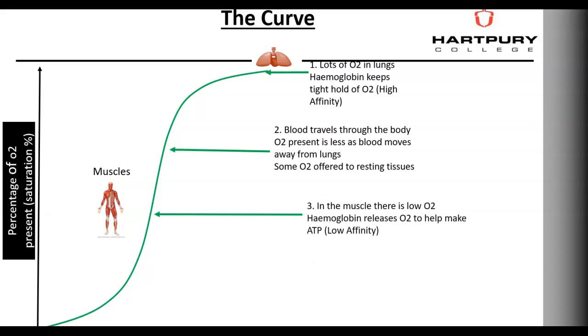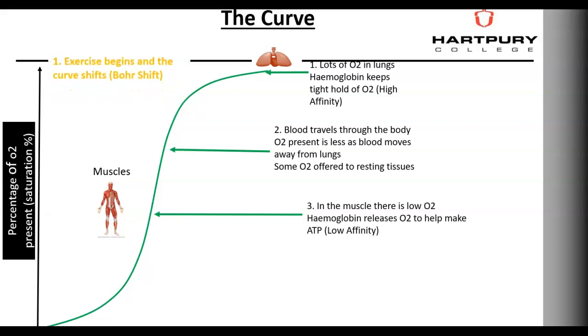Again, if we move further along the curve, when we enter our muscles, there is low oxygen. The hemoglobin, and we know that hemoglobin can attach 4 oxygen molecules, releases oxygen to help make ATP, adenosine triphosphate energy. So there is a low affinity within our muscles. We want to release the oxygen from the hemoglobin because we want to create energy, and we need oxygen to create energy.